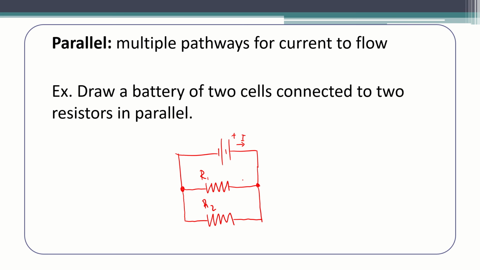So you will split your current into 2 parts. You will have your I1, because this is R1, so this is going to be I1. And here you're going to have your I2 going this way. So you'll split your current into 2 parts, but then when you come back on the left side, the 2 currents will reunite again. So here you're going to have your I2 coming up again, and here you're going to have your I1 coming up this way, and then once they join again at this node, they come out as your I again, as your total I.